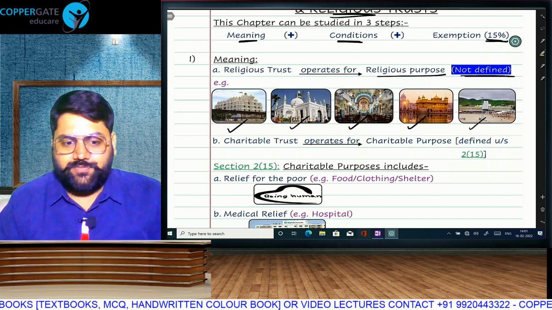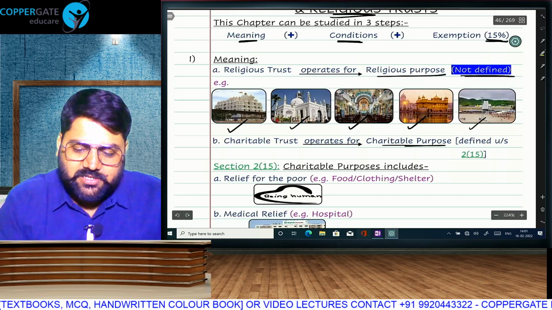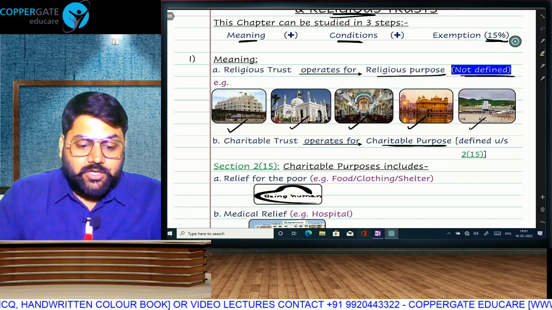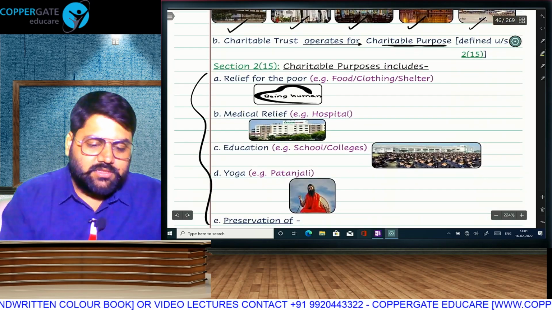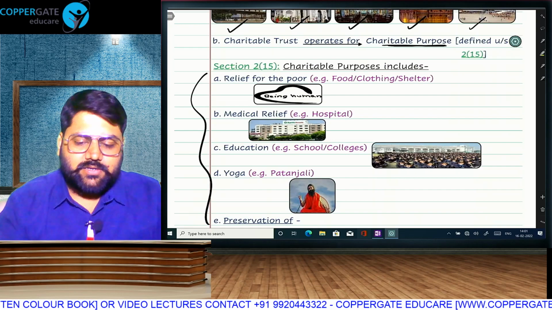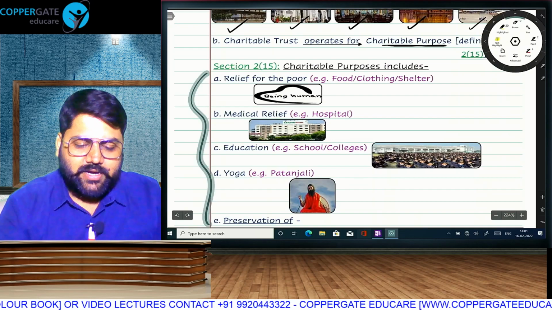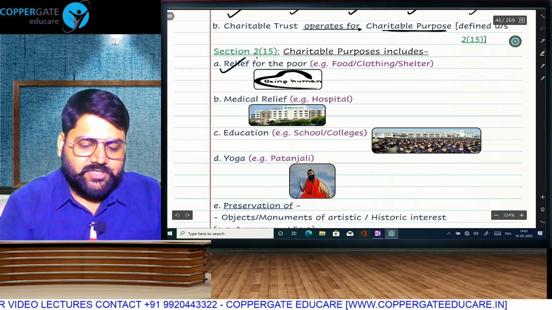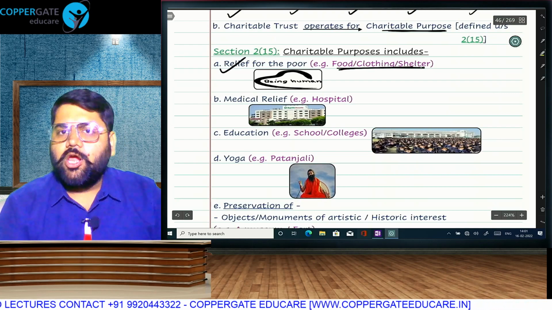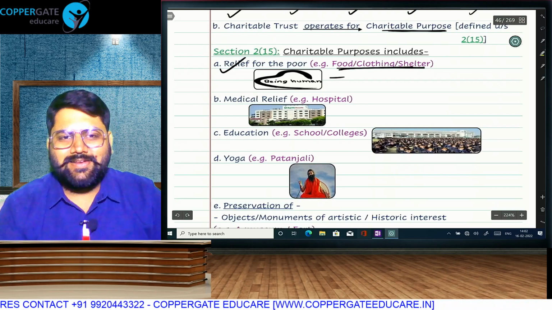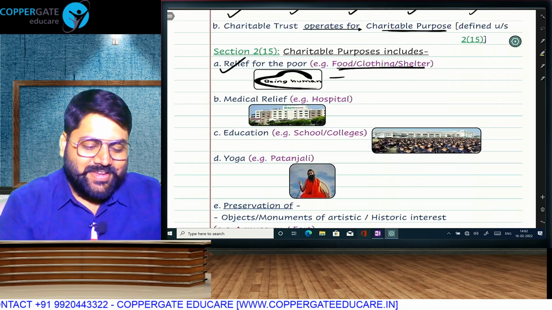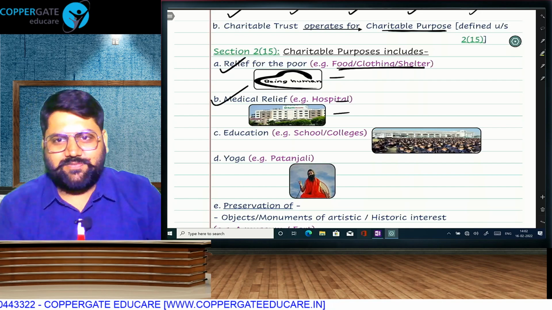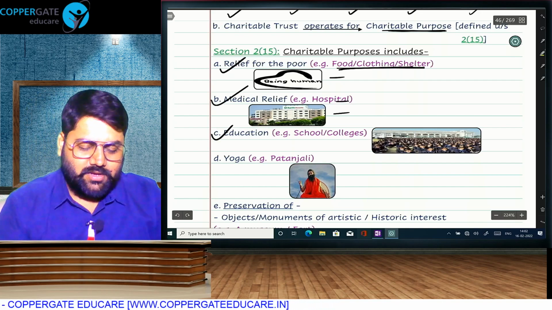Religious purpose has not been defined, but a charitable trust is a trust which operates for charitable purpose, which has been defined. So if you do this, then you will become a charitable trust. So what do you mean by charitable trust? Let's understand. First, relief for the poor. That means you are providing food, clothing and shelter to the poor people. Second, medical relief. Example, any of the hospitals. So Fortis Hospital is the one which I have kept here today in this book.